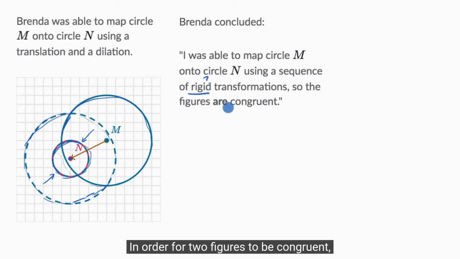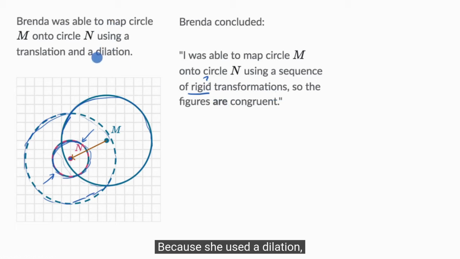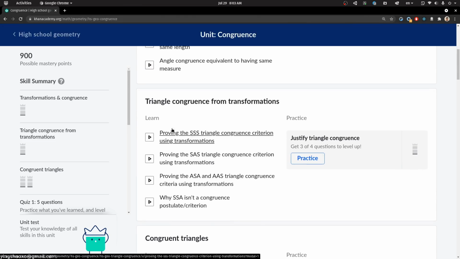In order for two figures to be congruent, the mapping has to be only with rigid transformations. So because she used a dilation, in fact, you have to use a dilation if you want to be able to map M onto N because they have different radii, well, then she's not correct. These are not congruent figures. She cannot make this conclusion. Okay, I guess I already mastered those.